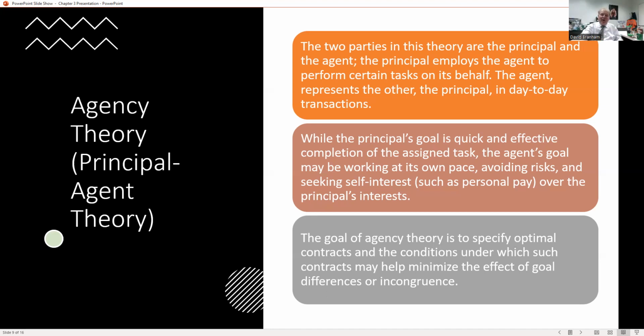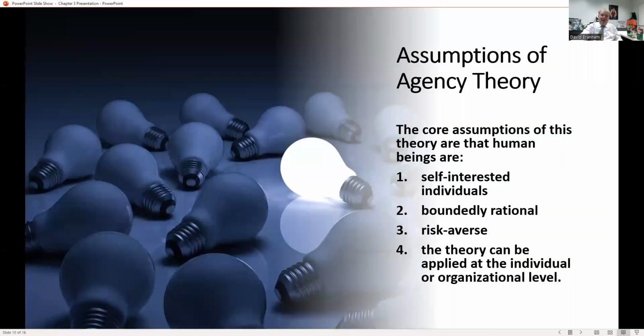So that's what principal agency theory does. And they talk about the assumptions of agency theory. There's 4 of them. The core assumptions of this theory are that human beings are self-interested individuals. So if people have a self-interest, they do it.